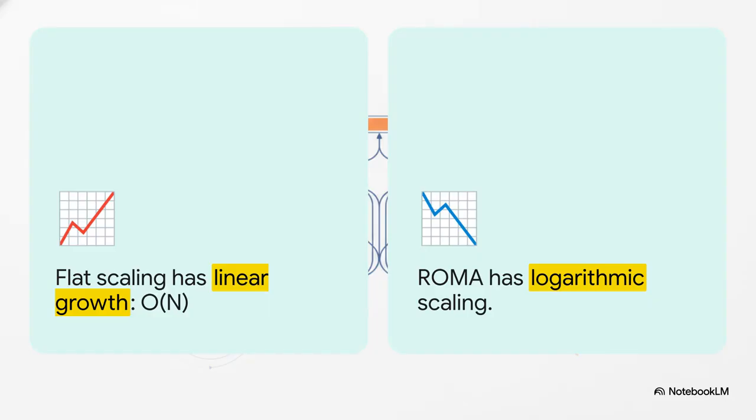And here is where the math gets really cool. In a standard system, flat scaling means your context grows linearly, big O of n, right? But ROMA flips the script to logarithmic scaling. By compressing data at every single level of the task tree, your active context size scales logarithmically. Mathematically speaking, this basically bulletproofs the system against token exhaustion. You can run incredibly deep workflows, and you just never hit that context wall.